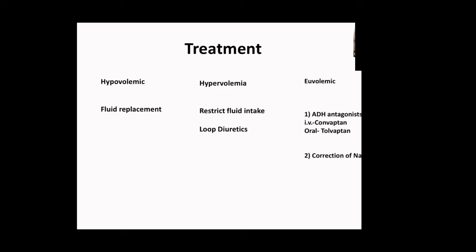In euvolemic, ADH antagonist, Conivaptan, Tolvaptan, each tablet I think is 15-20 rupees. It is too costly a treatment for a patient. Or then you have to correct sodium in these euvolemic. If it is hypothyroidism, correct thyroid. Or if the patient is transiently symptomatic, you can give hypertonic saline in euvolemic to bring sodium to normal levels.